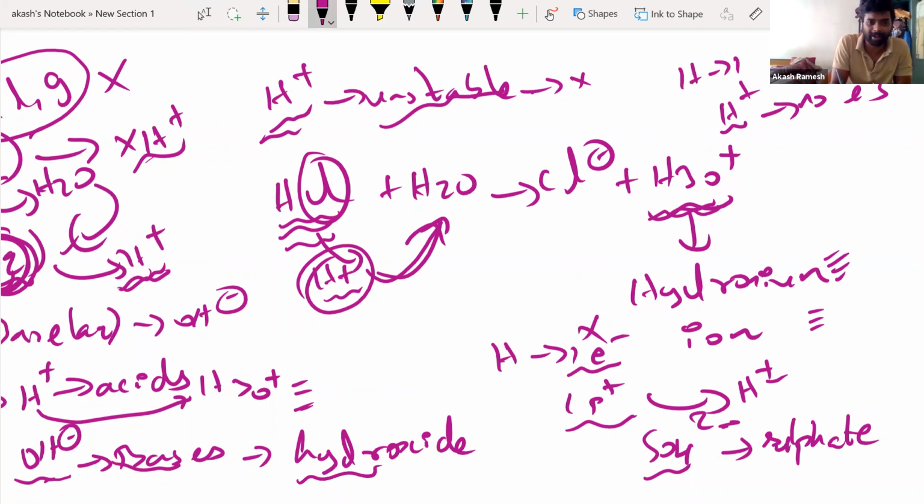Very simple, right? I have hydrogen, oxygen, OH minus. And obviously it's a negative charge, so it has to end with IDE, hydroxide. Right? Anyways, so we understood that.